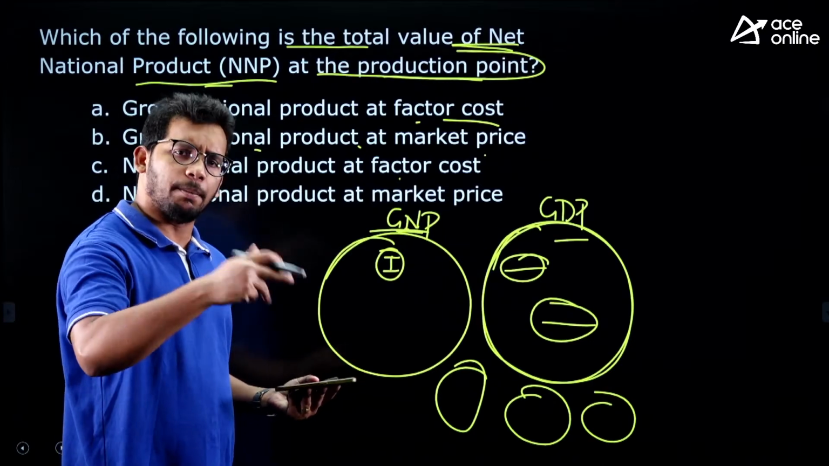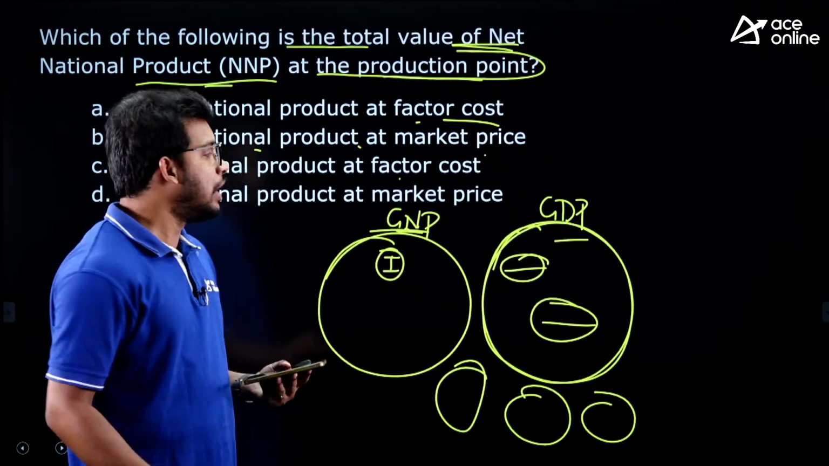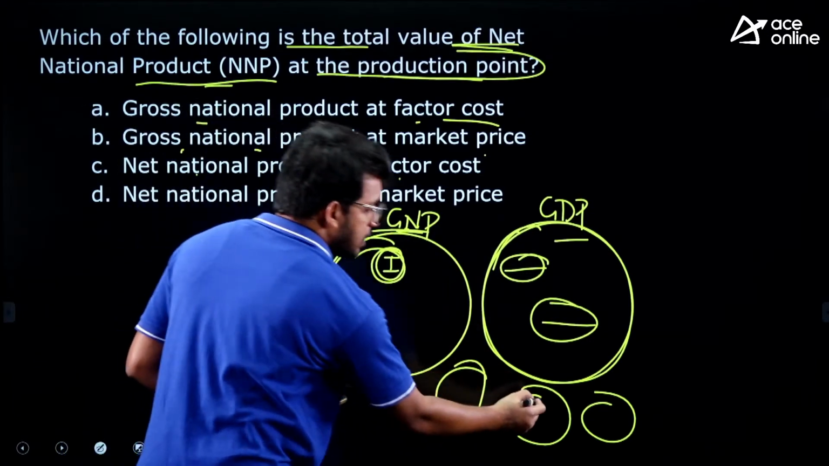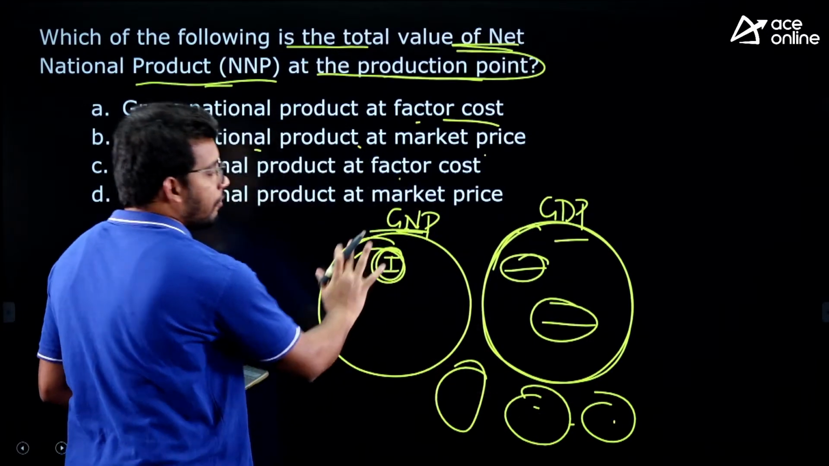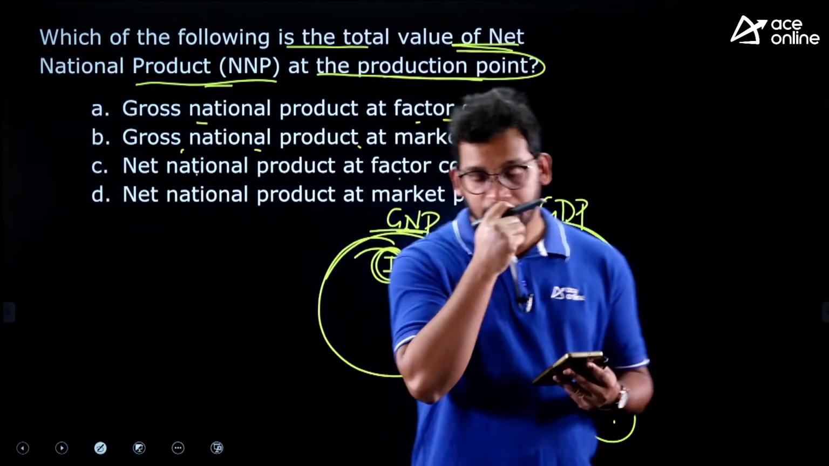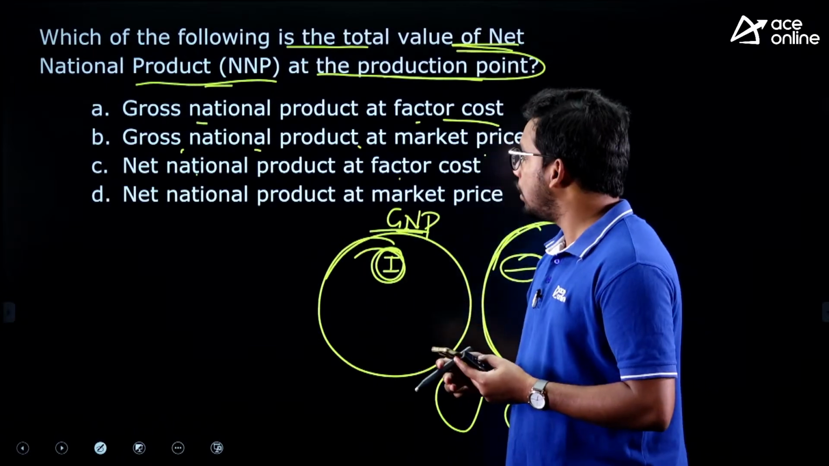Indians will be there in companies. Infosys has a company in London, UK. So we are adding all the Indians who are present in India and are also present in other countries. All this value added by Indian citizens is called gross national product. So this is a very important point.